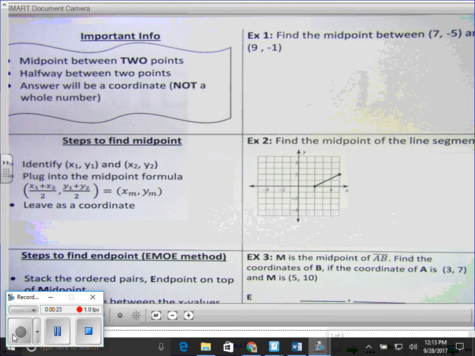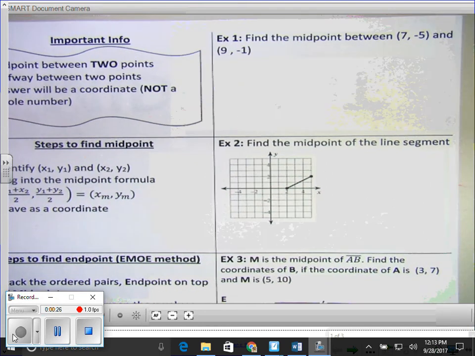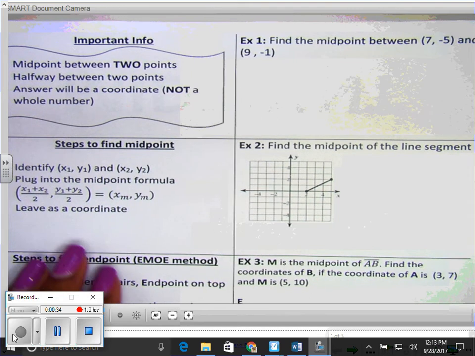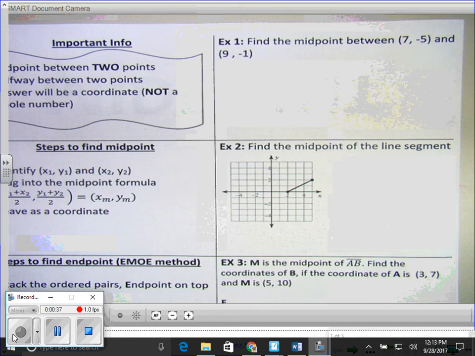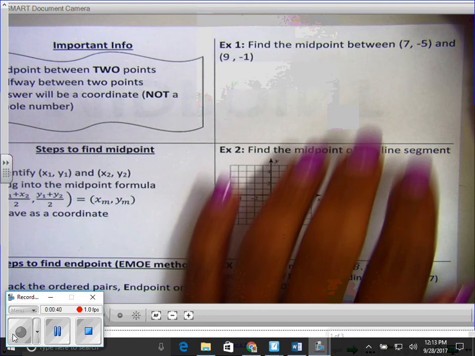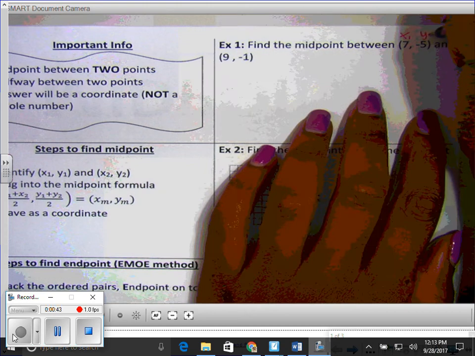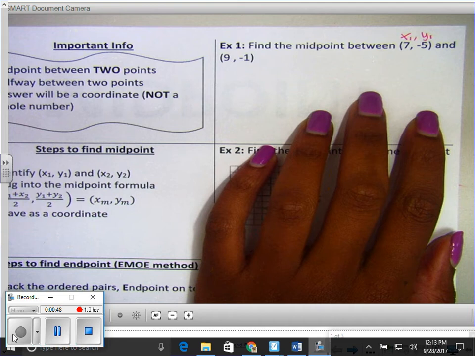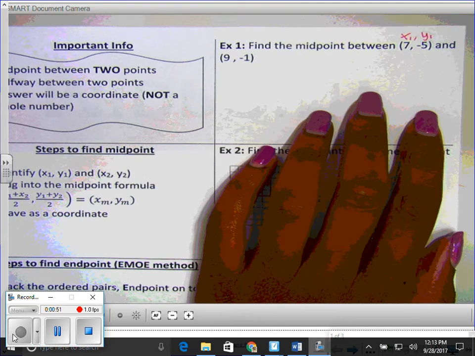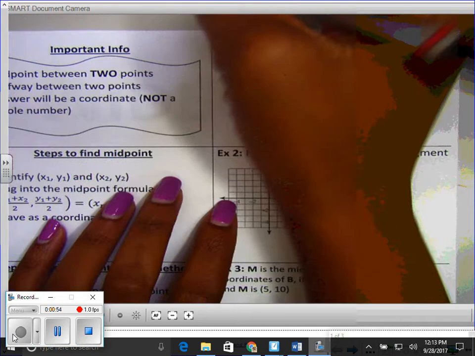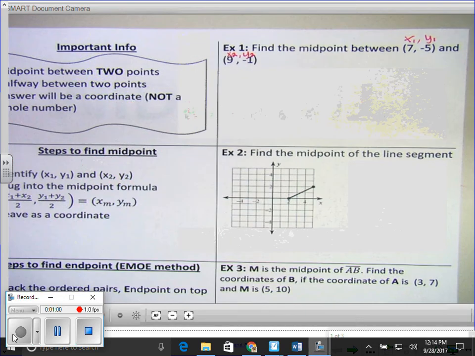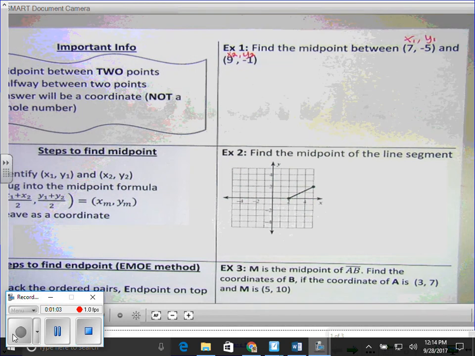All right, so let's look at example 1. We want to find the midpoint between (7, -5) and (9, -1). So your first step says to identify the x1 and y1 and x2 and y2. So then we just want to label our ordered pair. So in (7, -5), we can make that our x1 and y1. Go ahead and label that on your notes. x1 and y1. And then for (9, -1), we're going to name that x2 and y2. So remember that your ordered pairs always go in the order x, comma, y.